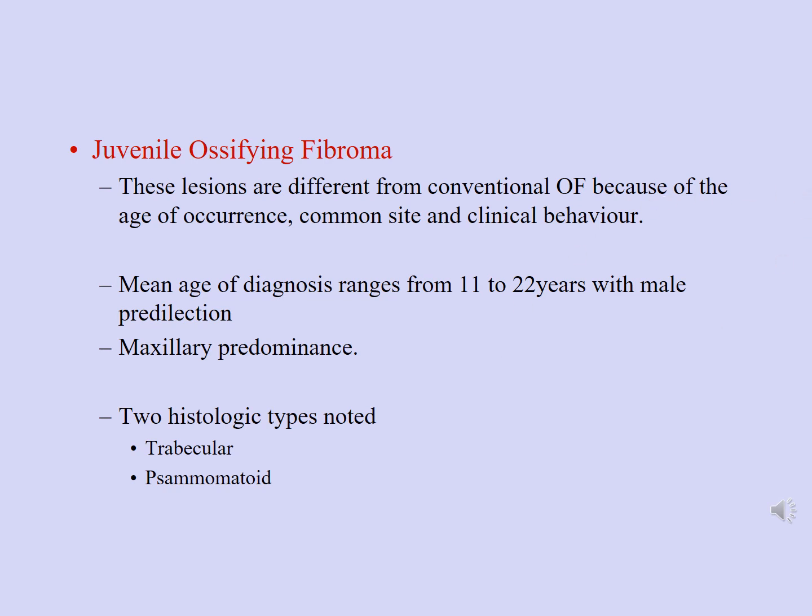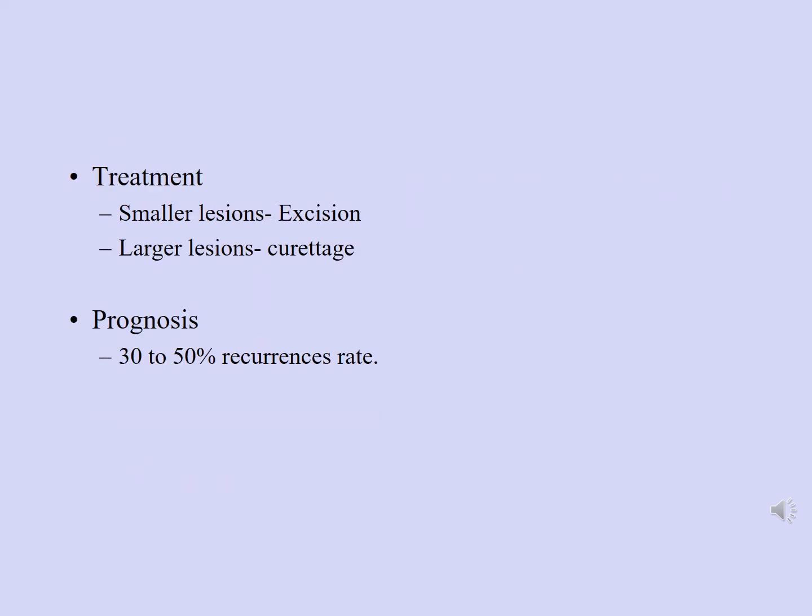Clinical behavior wise, these lesions are more aggressive than conventional ossifying fibroma. If the lesions are small, they are treated with excision. If the lesions are large, then they are treated with curettage. Now the prognosis of juvenile ossifying fibromas is fair to poor, because the recurrence rates are very high. That is a 30 to 50% recurrence rate that is seen.